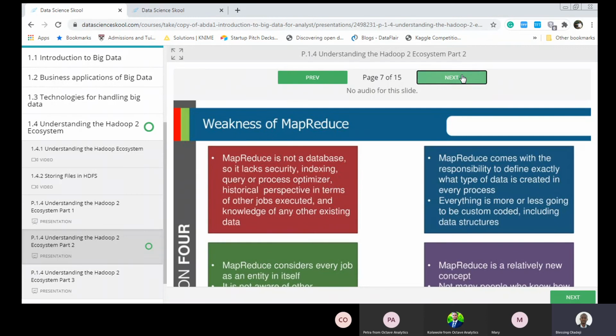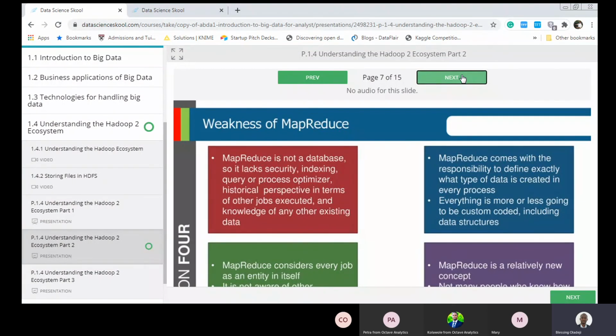MapReduce is not a database, so it does not have the security, indexing, query optimizer, and all of those things of a database. MapReduce is very, very fast though, but it's not really a database. It's not like your Oracle, although you can perform some operations that Oracle will perform. You can use it to analyze your data, to sort data, and to do a whole lot of things. But you still need to know that it's not a database.